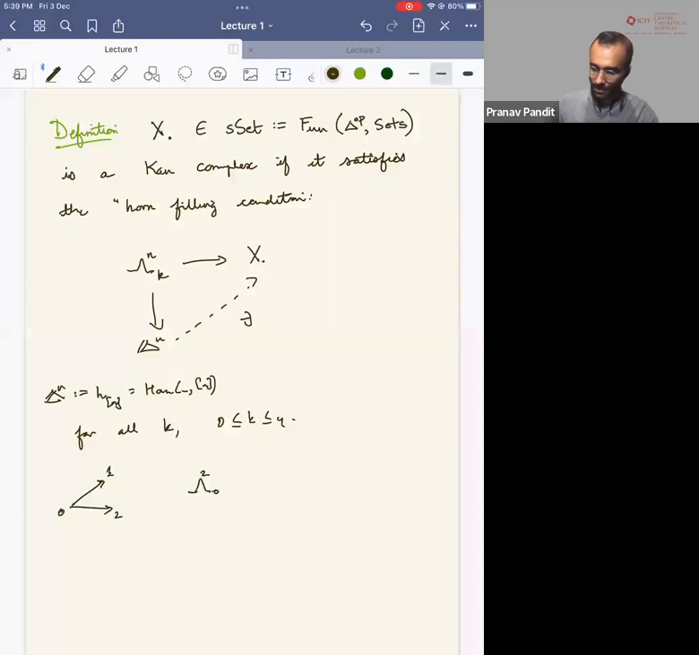Then we also made this definition that a Kan complex, we can think of this as an infinity groupoid. And I'm going to make another definition and tell you what an infinity category is. So let me add here, I'm just going to use this color, let's say a weak... or maybe I shouldn't write it here, it's a bit confusing. Let's make another definition here.